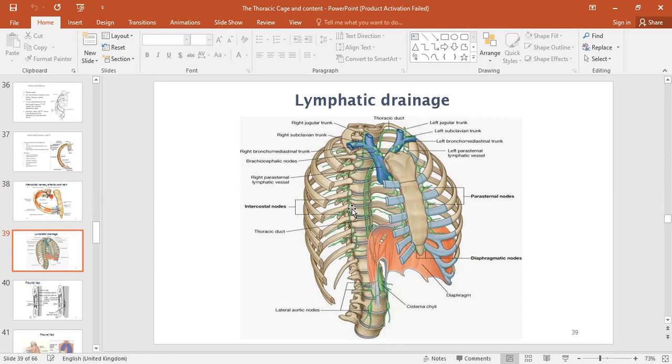So we have two major vessels of the lymphatics in the chest. We have the right thoracic duct and the main thoracic duct, or simply thoracic duct. The thoracic duct is on the left, this one here. Then the right thoracic duct is there. Now, the right thoracic duct drains only a small portion of the body.